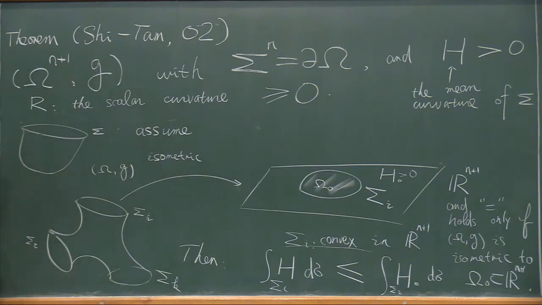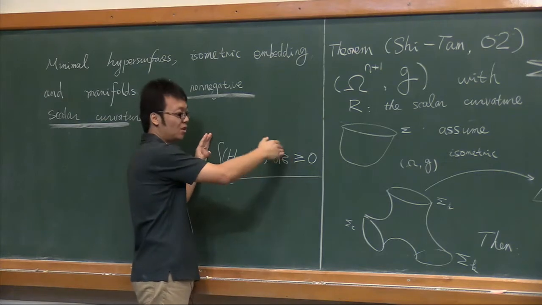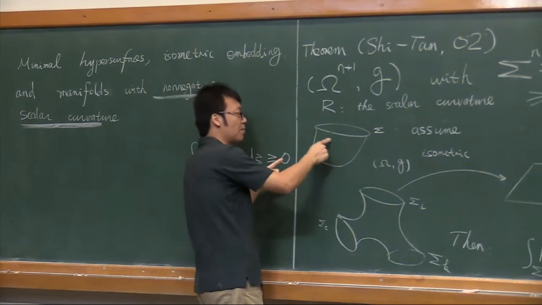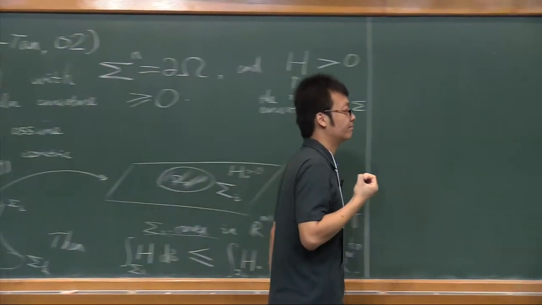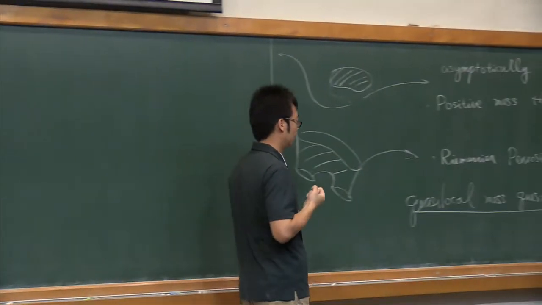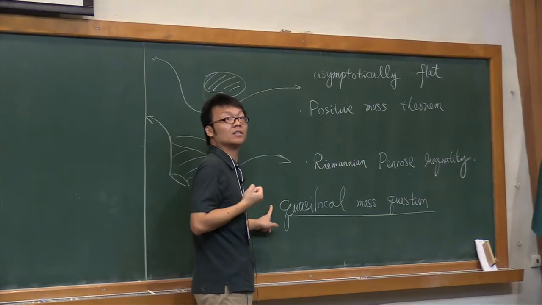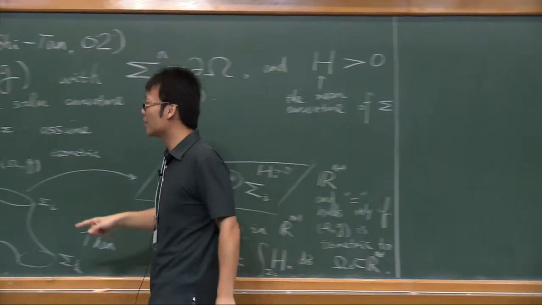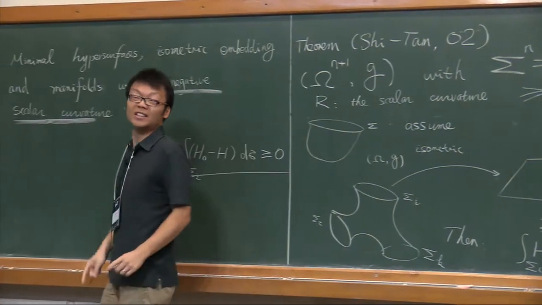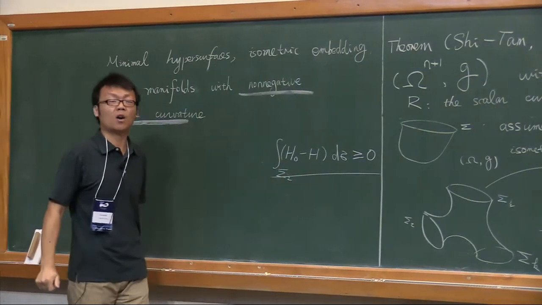So in this sense, one may think of this quantity, which is defined purely in terms of the boundary geometry of omega, as a certain quasi-local mass quantity. Indeed, in the relativistic literature, after normalization, this is known as the Brown-York quasi-local mass.